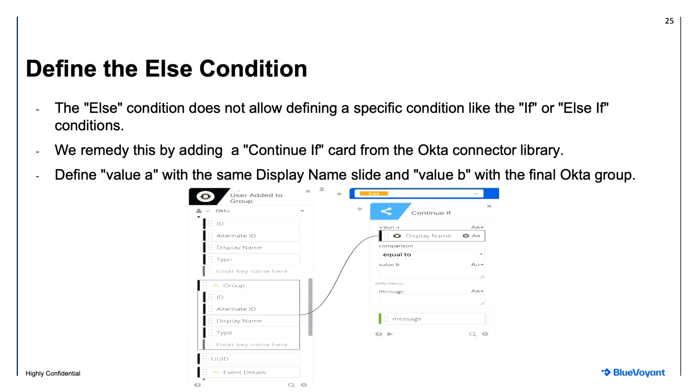The continue if card will be able to imitate what we did with the other 2 conditions, which is to specify to only continue if it's one of the 3 specified Okta groups. So we've already specified Okta group 1 and 2, and under the else section, we'll put the continue if card, and we'll specify Okta group number 3.